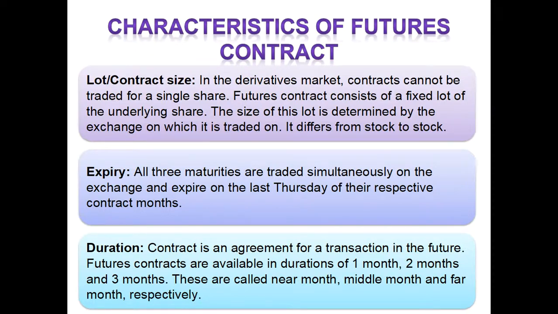Now let's look at the expiry. All three maturities are traded simultaneously on the exchange and expire on the last Thursday of their respective contract months. Now let's look at the duration. A futures contract is an agreement for a transaction in the future. So futures contracts are available in durations of 1 month, 2 months, and 3 months. These are called near month, middle month, and far month, respectively.